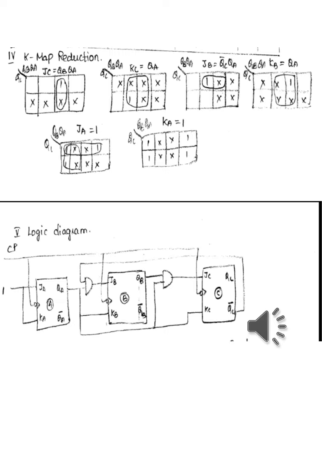So here we were seeing the design of a mod 6 synchronous counter. First we drew the state diagram, then we wrote the circuit excitation table from the excitation table of the JK flip-flop. Then we go with the K-map reduction for JC, KC, JB, KB, JA, KA. So we have to draw 6 K-maps, each with 3 variables. The reduction technique is the same as what you learned in the second unit. In a similar way you reduce it and find the values.